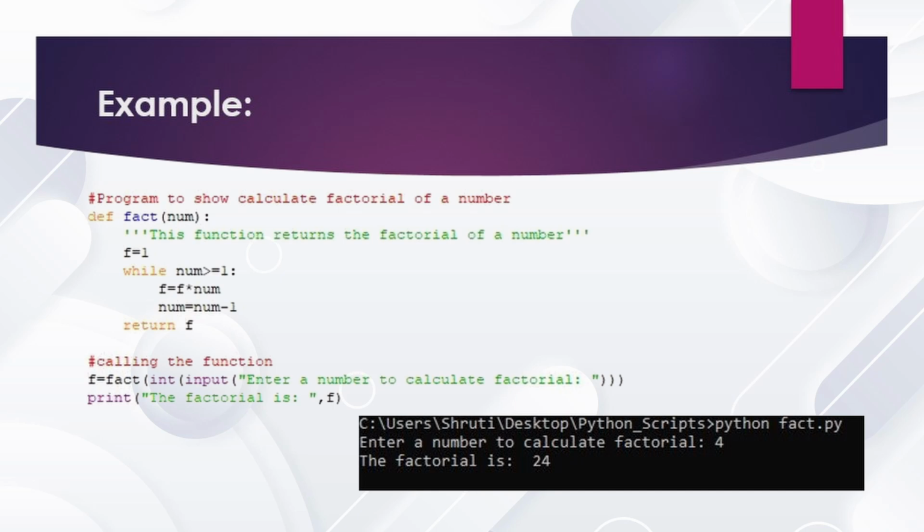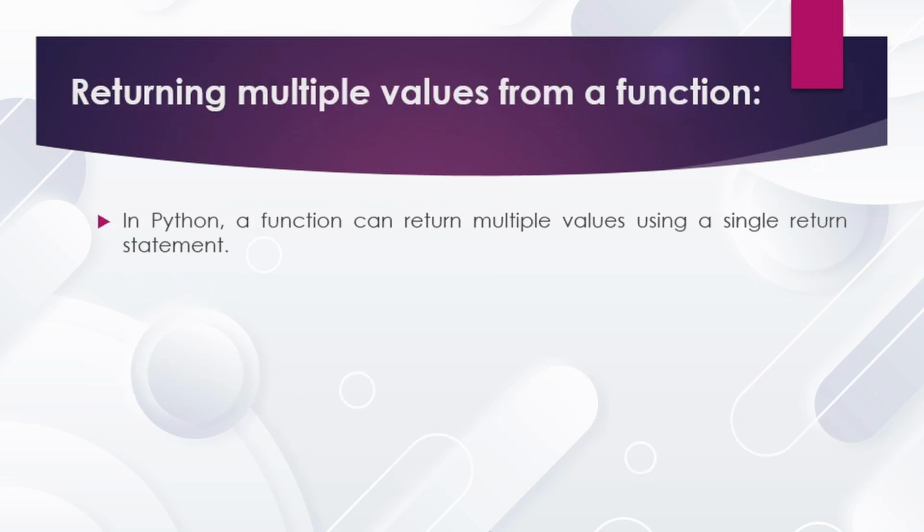In this case, we have entered the number 4, so the program calculated and displayed the factorial of 4, which is 25. In Python, a function can return multiple values using a single return statement. Unlike some programming languages that allow only one value to be returned at a time, Python supports returning several values at once. This makes Python functions more flexible and powerful.